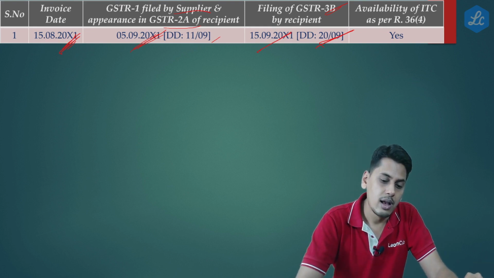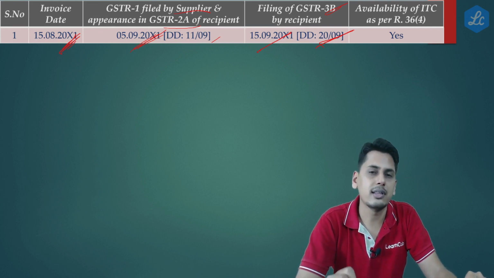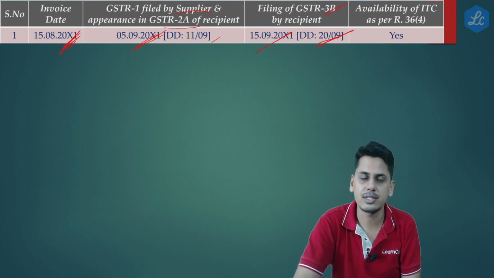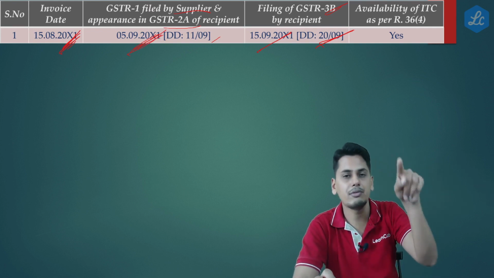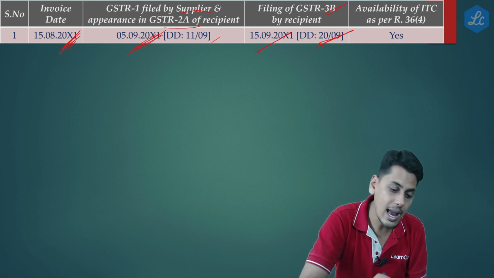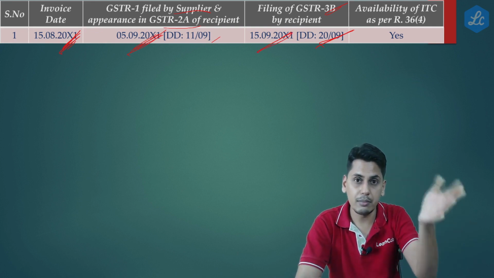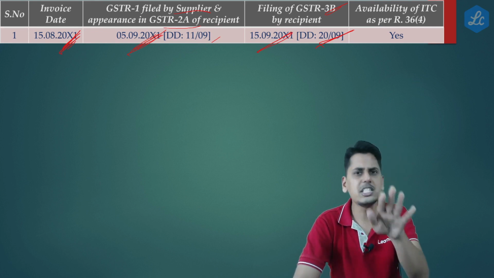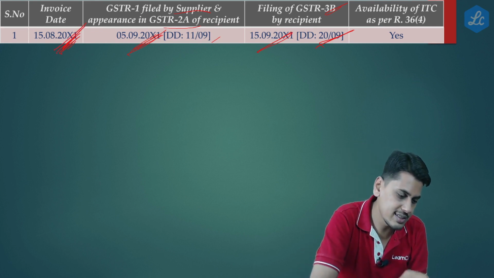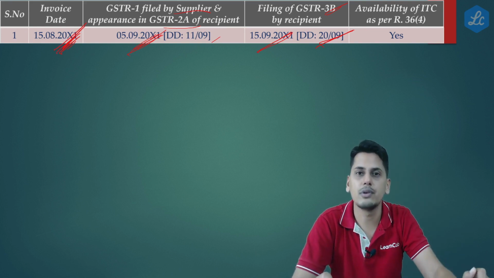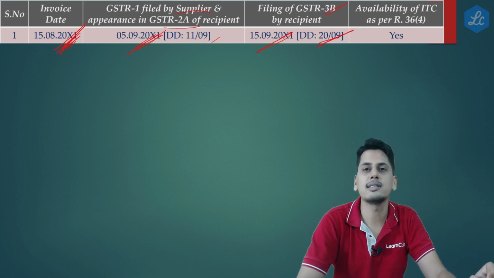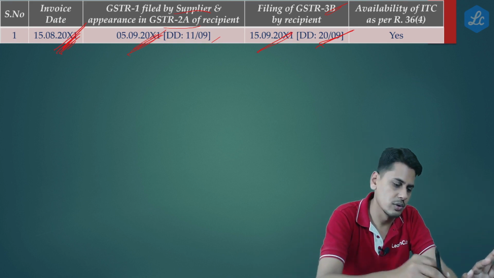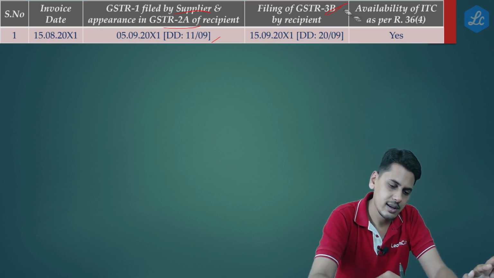So now friends, availability of input tax credit as per 36 sub rule 4. These are the facts given before you. Invoice dated 15th of August, included in GSTR1 of the supplier on 5th of September, well before the due date. I am filing my 3B by 15th of September for the month of August, well before the due date of 20th September. Am I eligible to take the input tax credit of GST contained in this particular tax invoice of 15th of August? Yes. According to 36 sub rule 4, I am eligible to take it because this is appearing in my GSTR2A. So far, so good. Let's take another example.